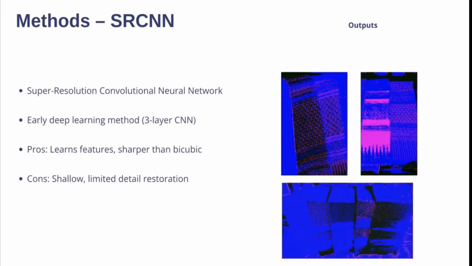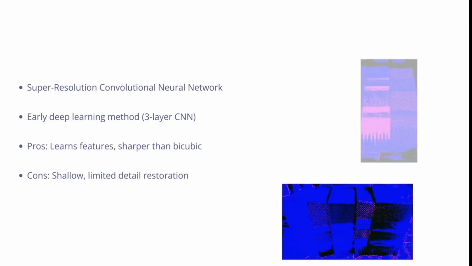The second one is called SRCNN. SRCNN is a super resolution convolutional neural network. That was one of the earliest deep learning methods of image super resolution. It uses a three-layer CNN to learn how to reconstruct images. Compared to bicubic, SRCNN produces sharper edges and clearer output. However, it is shallow and limited, so it struggles to restore fine detail.